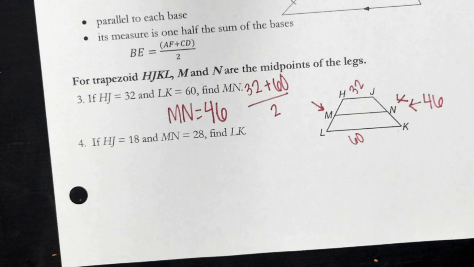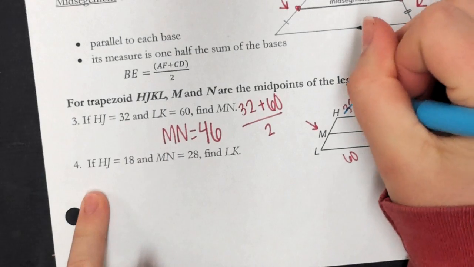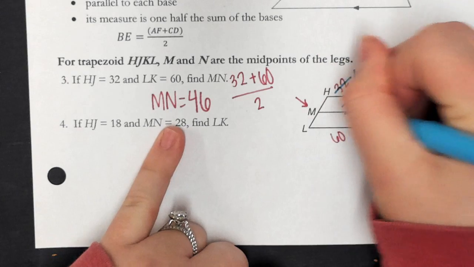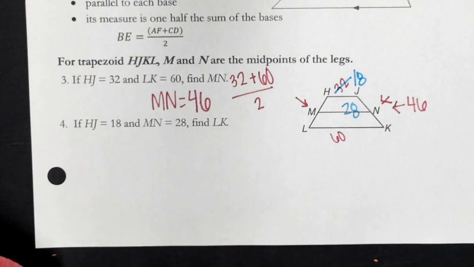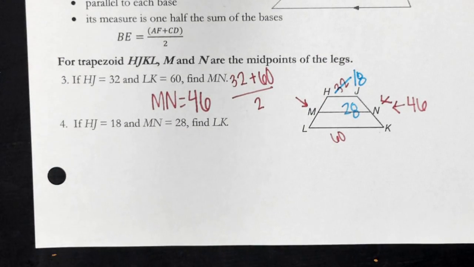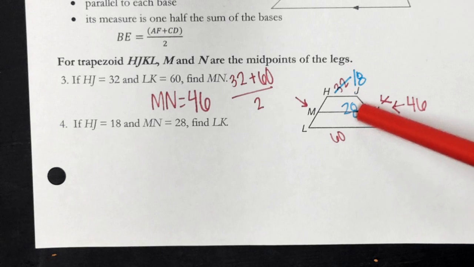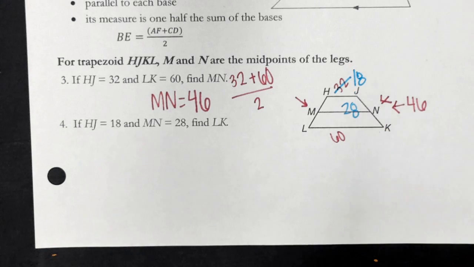Let me get a different color pen. Okay, number 4. HJ is 18. So I'm not using that anymore. HJ is 18. And MN is 28. So I can't find the average, can I? I can't find the average. But I know one base was 18. So what's the difference between top base to the midpoint, or the mid-segment? 10. So guess what the other part has to be? 10. So I went from 18 plus 10 is 28. So to find the bottom base, I'm going to do 28 plus 10.